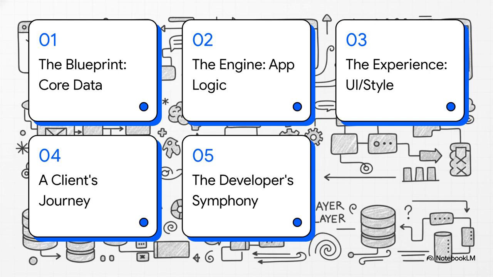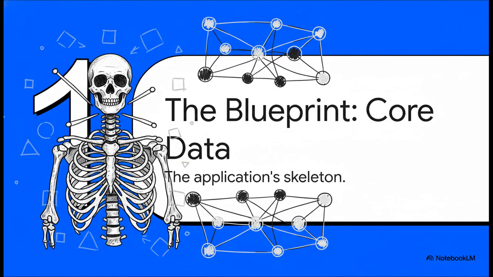Okay, so here's the plan. We're going to break this thing down. First, we'll look at the blueprint, the core data. Then the engine, which is all the app's logic. After that, the user experience, the look and feel. And to wrap it all up, we'll follow a client's journey to see how it all comes together. Let's get started. All right, first up, the blueprint.